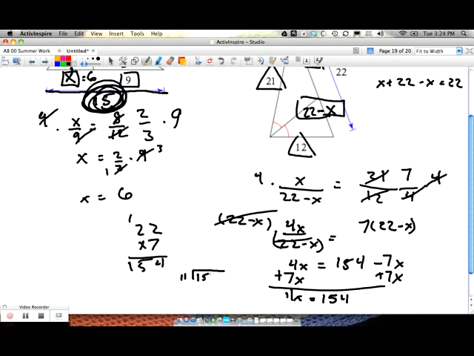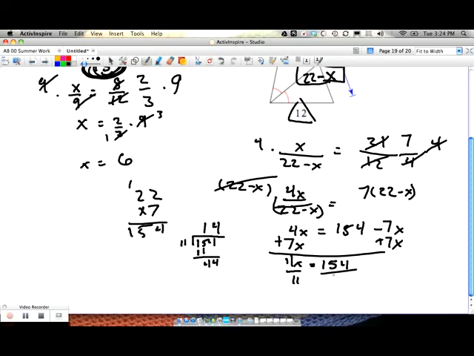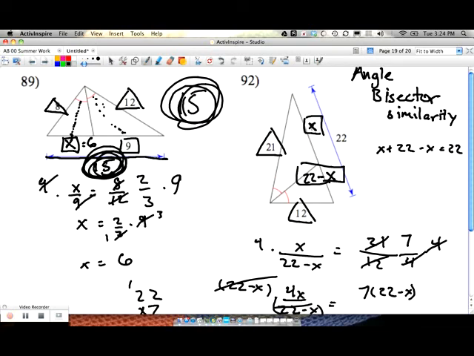11 goes into 154. Let's see what we get. Once here, that's 11. We got 44. 14 times. I was way off. What was I thinking? Oh, it must have been 165 for 15 times. So 14 times. Divide both sides by 11. X equals 14. Does that answer our question? I think it does, because X is the piece that we assigned for the question mark. That's 14. Then this other piece, 22 minus 14, that would be 8. Slightly smaller.